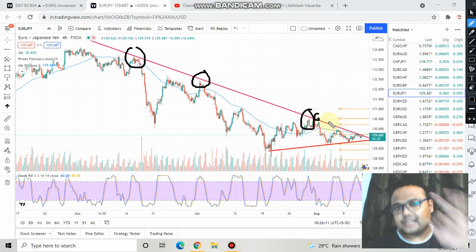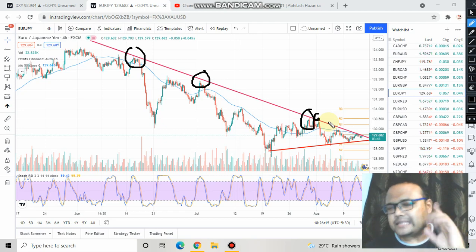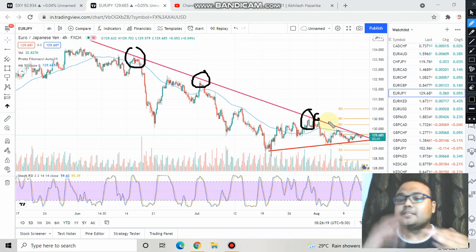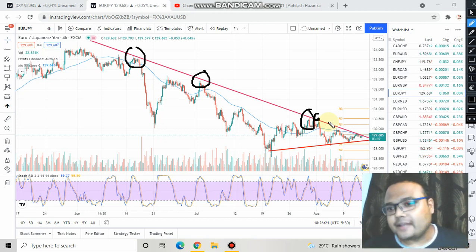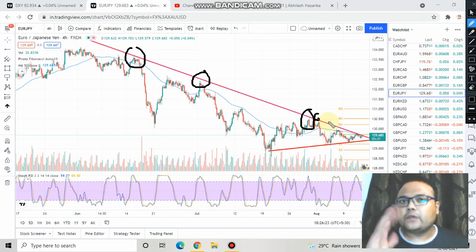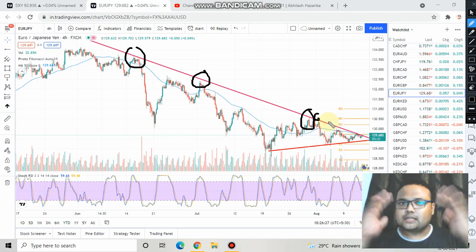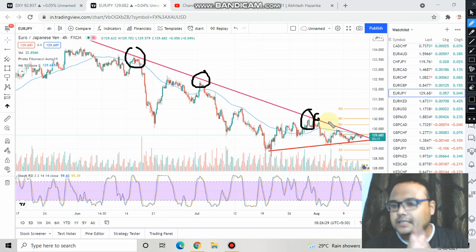Therefore, one thing is very much clear to us that this trend line is an important resistance for the market, and the market is still respecting this trend line as a valid resistance. Therefore, I will request you to draw this trend line in your charting platform so that you can understand the market better, because this trend line is extremely important.